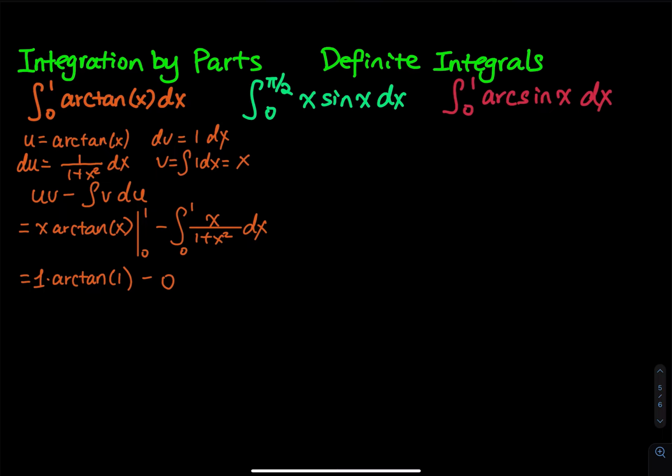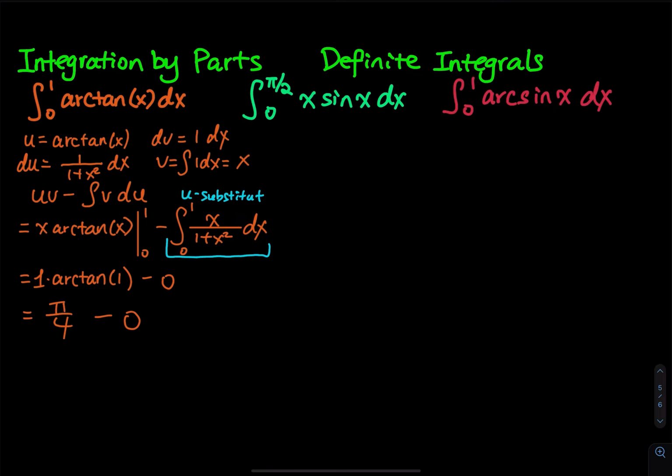And then arctangent 1 means the angle whose tangent equals 1. Tangent is y over x. The answer is pi over 4, and then minus 0. And then on the other hand, for the x over 1 plus x squared, this is a u substitution. Let's do the u substitution in a different color. So this is a u substitution, right?